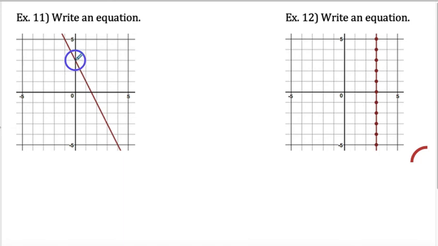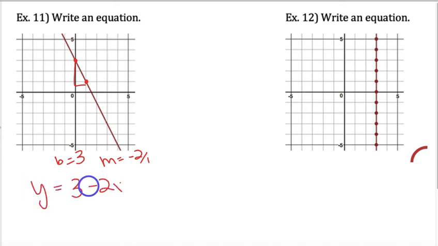So we first identify that starting point, and on this problem that is at 3. And you also need to identify the slope. So my starting point is positive 3, and my slope I can see is negative because the line is running downhill left to right. And it is a negative 2 over 1, falling 2, running to the right 1. So my equation might look like y equals 3 minus 2x, or y equals negative 2x plus 3.